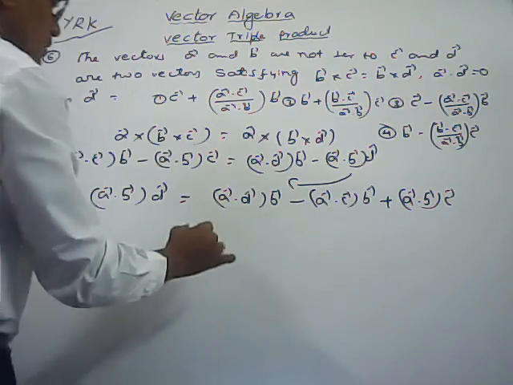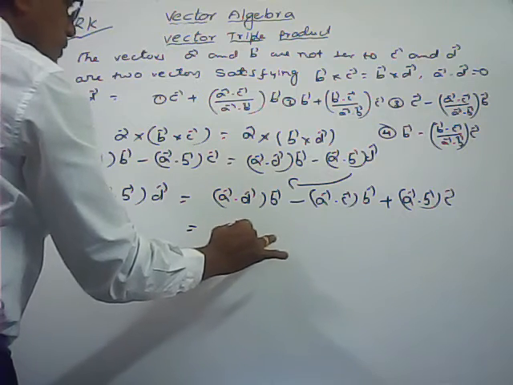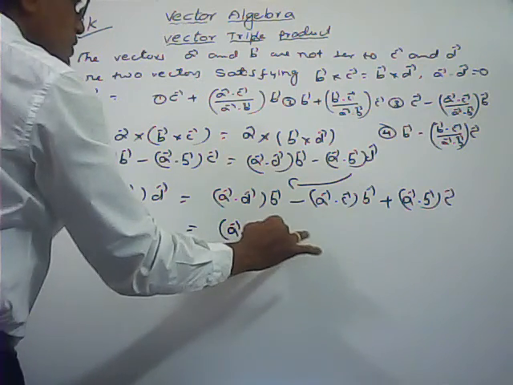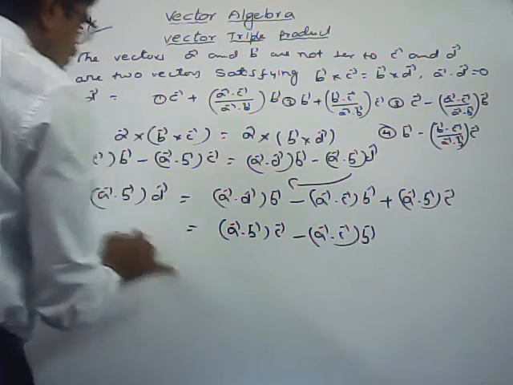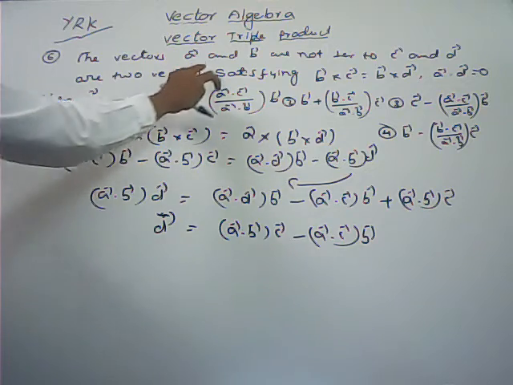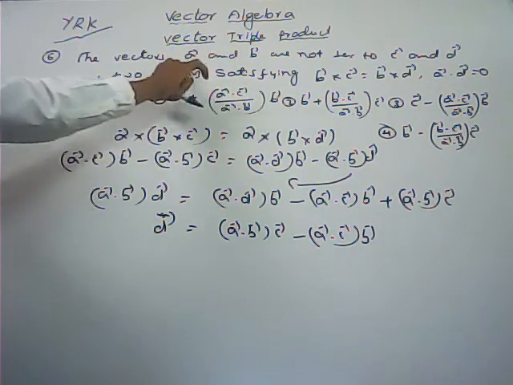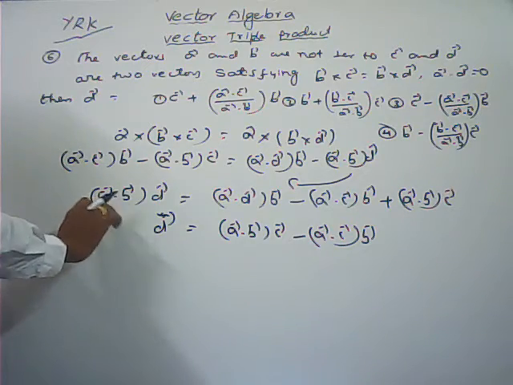So you can write down the positive value first: A bar dot B bar into C bar minus A bar dot C bar into B bar. Here D bar is equal to, this is the scalar, but A bar dot B bar is not equal to 0. Why? Because A bar and B bar are not perpendicular, as given. So A bar dot B bar never equals 0.